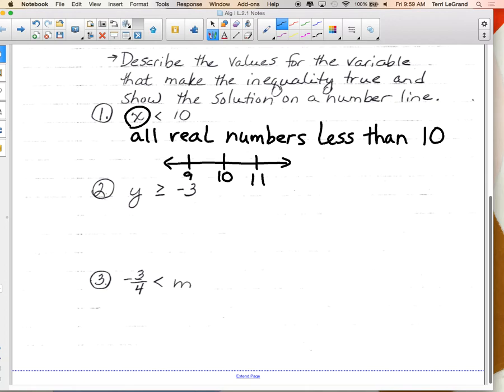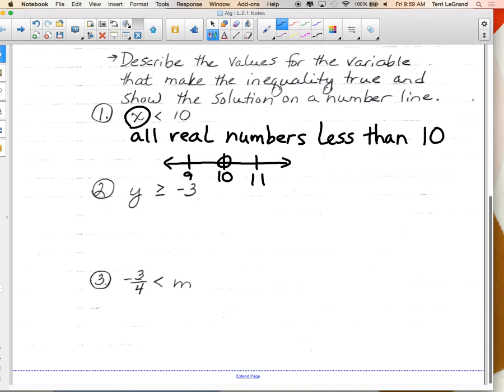Is 10 included in this solution set? It says all real numbers less than 10. So it's not included, is it? 10 is not in this solution set. So how do we show that 10 is not included? Just a circle. We do not shade it in, do we? 10 is not included, so we leave an open circle there.